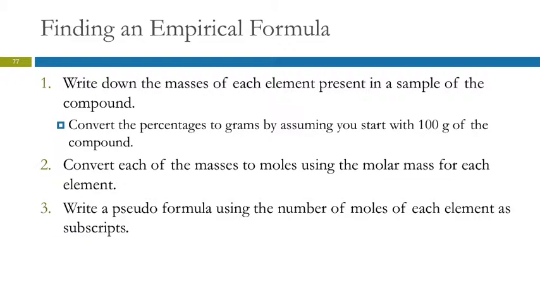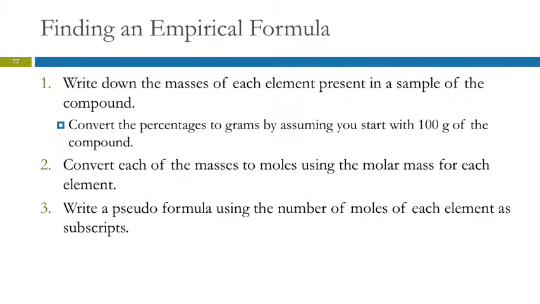Write the mass of each element present in the sample. So sometimes they just give you masses. That's awesome. You write them down. Sometimes they give you a percentage. Well, for a percentage, you can choose any amount you want. The easy thing is to choose 100 grams. Then the percent is the same as the mass in grams. So that's the easiest thing. So you're starting with the masses, then you have to convert those to moles using molar masses of the elements.